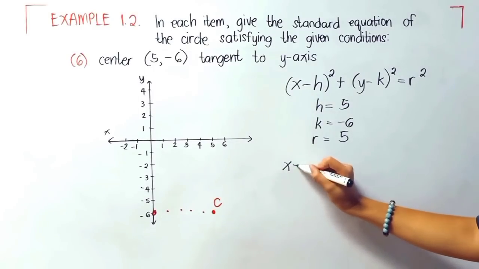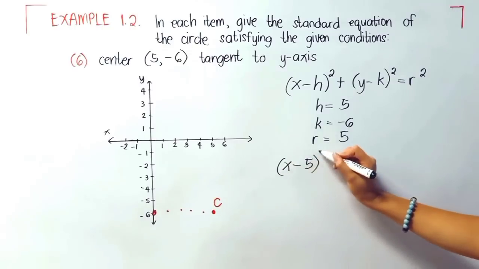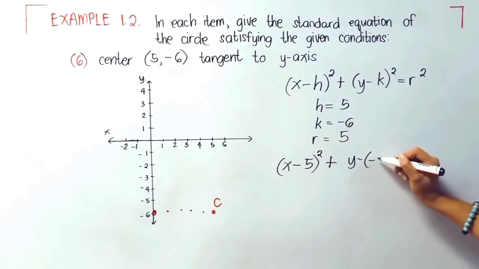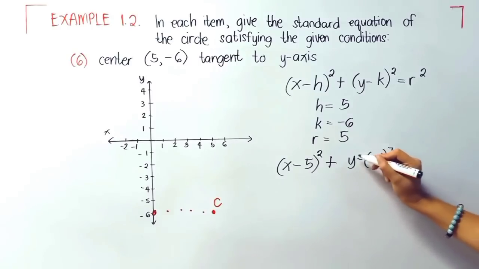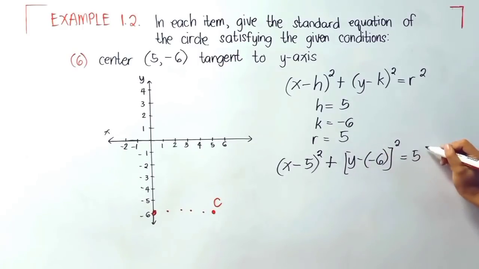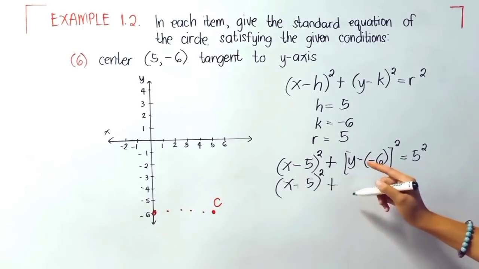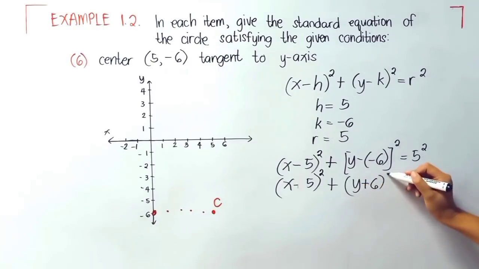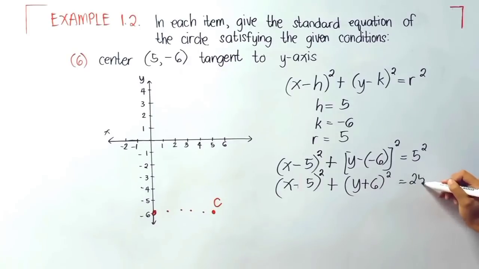X minus our h is 5 quantity squared plus y minus our k is negative 6 quantity squared is equals to 5 squared. Remember that negative times negative is positive, and 5 squared is equals to 25, so this is our final answer.